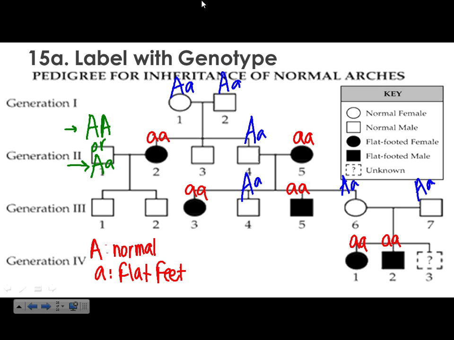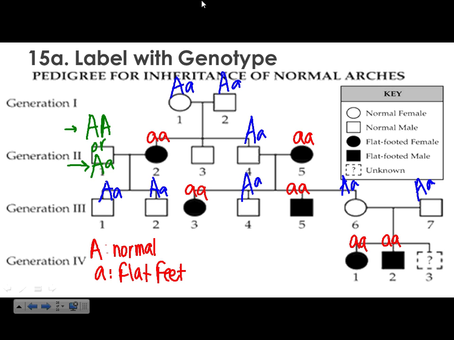Now, as far as the offspring, we know that mom is little a. So all of these offspring so far, because they get one from their mom and the other one from their dad, have to be big A little a. They can't be little a because they're not shaded in. And they can't be big A because they get one of their a's from their mom. So these guys must also be heterozygous.